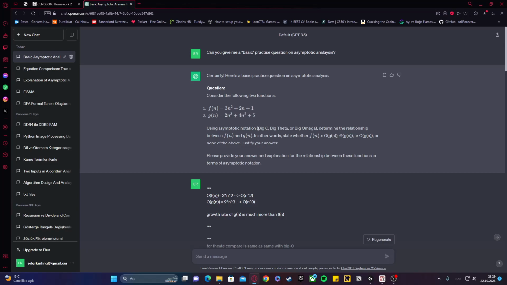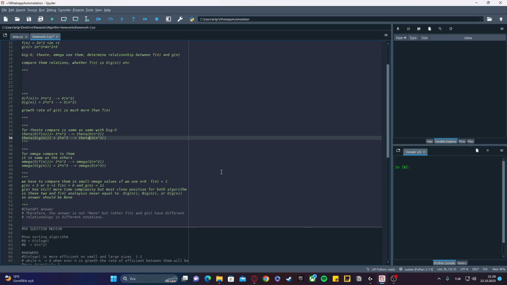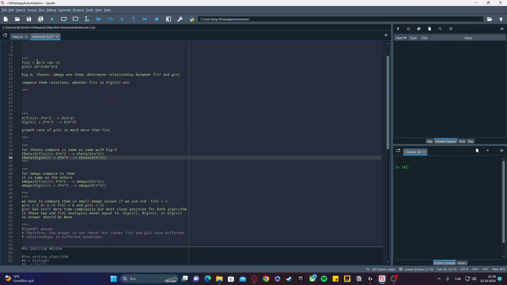And to compare them in big theta and big omega operation, we can ignore this part actually, and f(n) becomes n over 2 and g(n) equals n over 3. As I mentioned here, the growth rate of g(n) is much more than f(n).